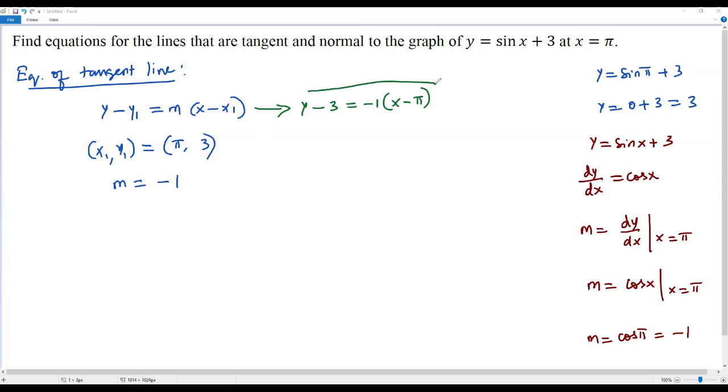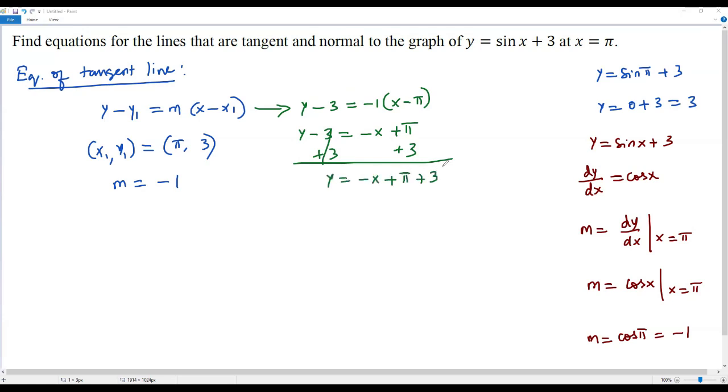Now we have the equation of the tangent line, and if you want, you can write this equation in slope intercept form. Y minus 3 equals, the negative one has to be distributed to x and negative pi. When I do so, I get negative x plus pi. Now let me add 3 to both sides. Negative 3 plus 3 will cancel. I get y equals negative x plus pi plus 3. So now I have the equation of the tangent line in slope intercept form.